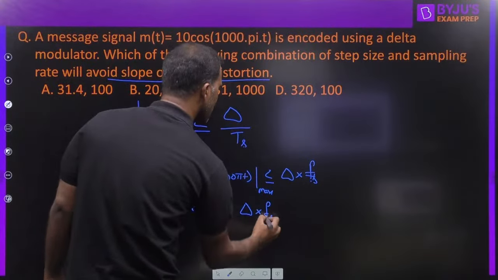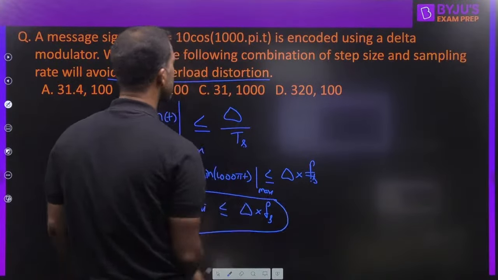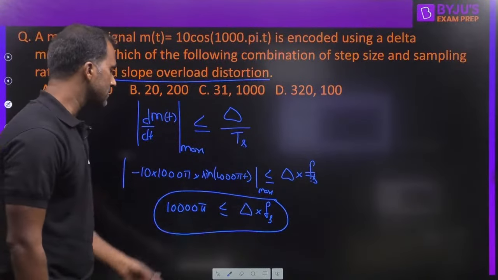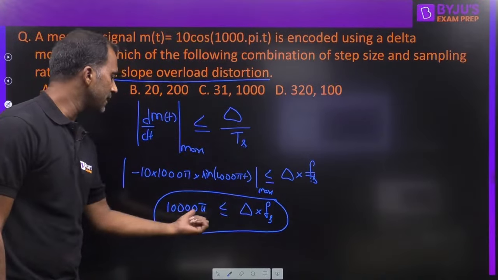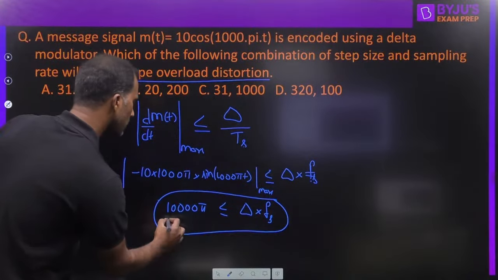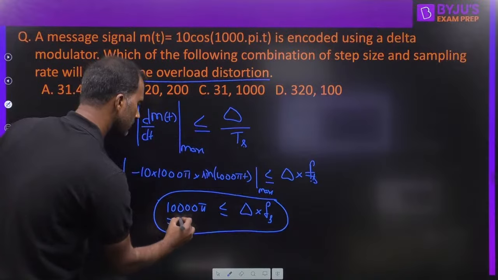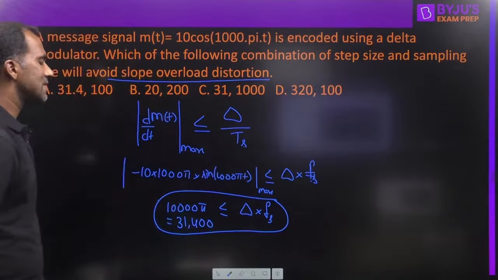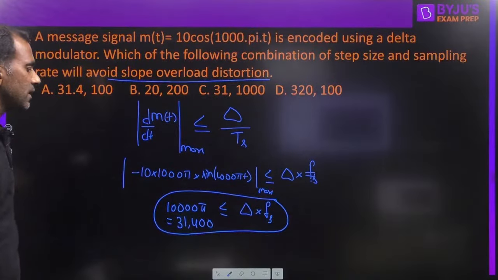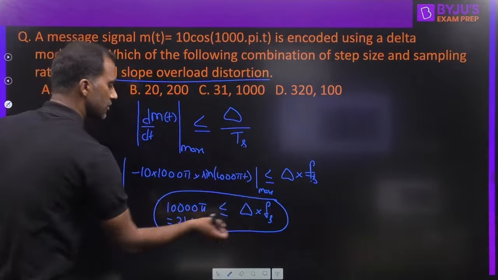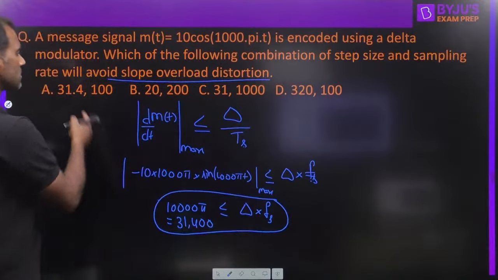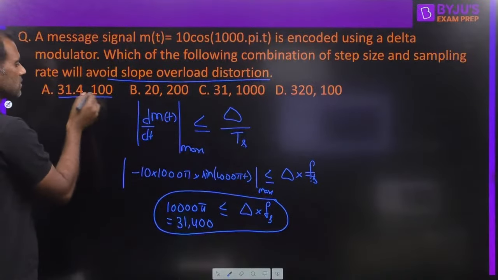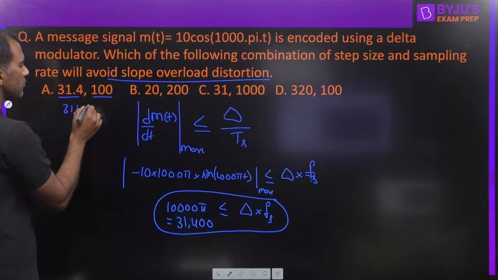Fs is also not given in the question, so this is the condition that should be satisfied. Here they are talking about a combination of step size and sampling rate. So what combination of delta and Fs? The product of these should be greater than 10,000 pi. So 10,000 pi means what? Pi is 3.14, so it is 31,400. What combination of step size and sampling rate will give you a product more than 31,400? So this is delta and this is Fs, the step size and sampling rate combination they have given us. If you multiply these two, it is 31,400.